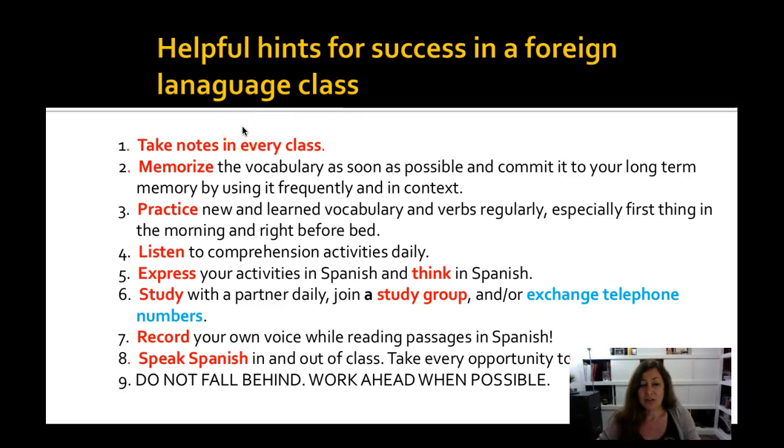Listen to comprehension activities daily. Try and think in Spanish when you can. If you have someone in your area that is also going to begin studying Spanish, find a partner in crime. The best way to, or one of the best ways to remember things is getting with someone, talking over ideas, talking about your doubts, and that helps you retain information as well.